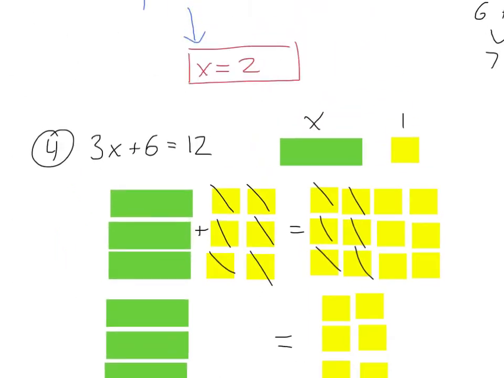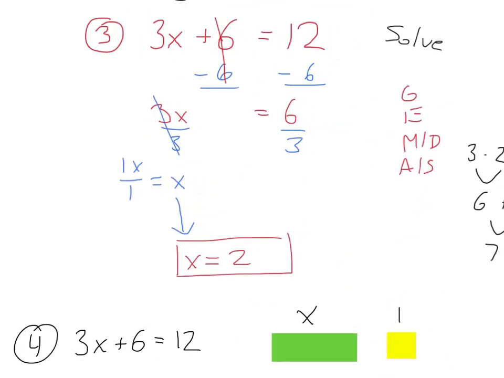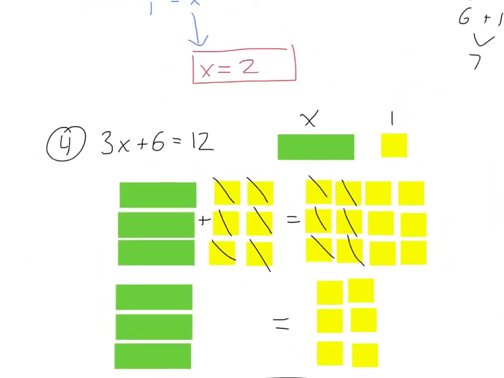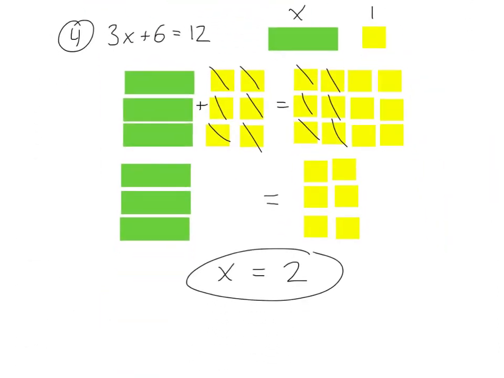Now, is that what we got on the last problem, or when we did it the first way? Yeah, right there. Okay, so if that helps you, you are more than welcome to keep investigating what it's like to use algebra tiles, and I can help you with that. If you don't like it, totally fine.